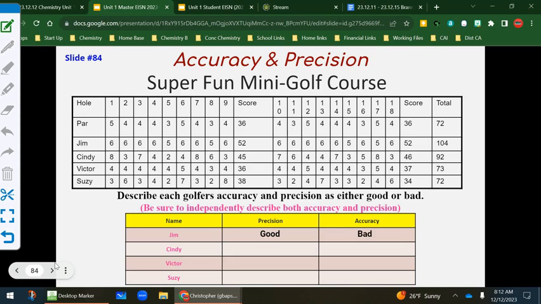Okay, let's take a look at Cindy. Look at her individual scores on every hole. When you look at those scores, what do you notice and what does it mean?